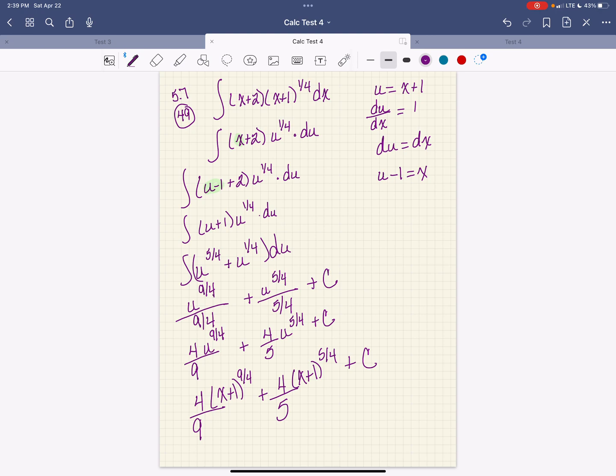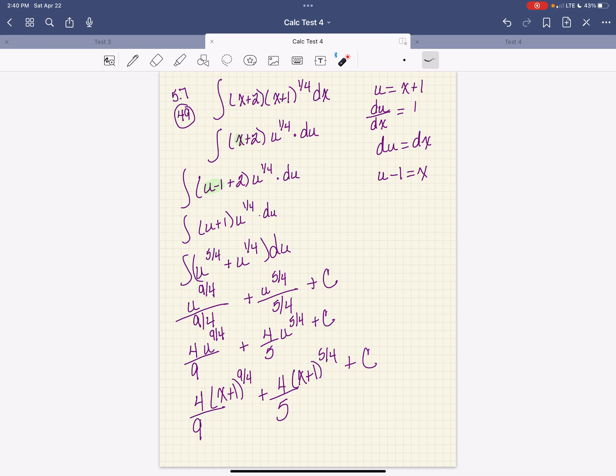Okay, so that is 5.7, number 49, and that is a good one to look at just because we have to solve for x and then plug that back in for the x, because when we do use substitution, we aren't able to get it all. We're not able to eliminate the x.